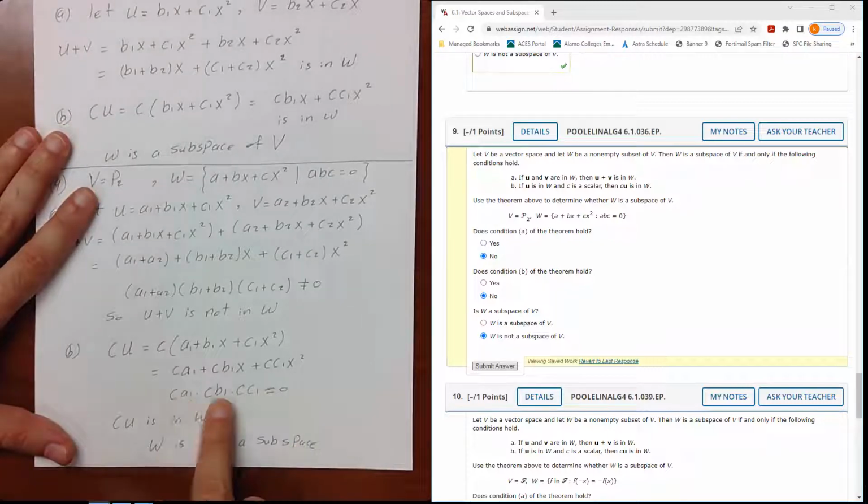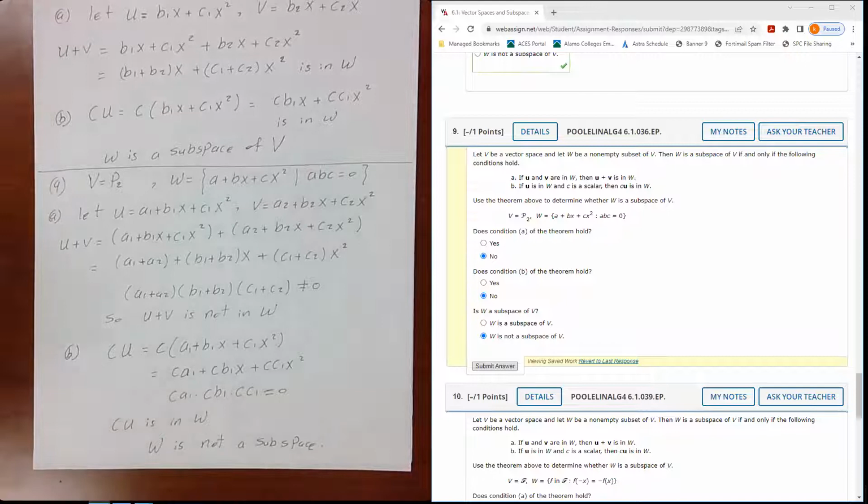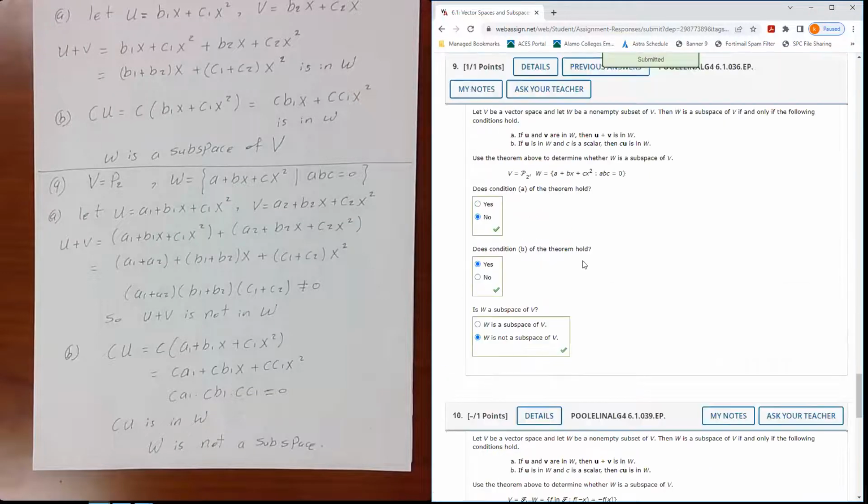Because a1 times b1 times c1 equals 0. So if you multiply by the scalar, one of these elements is going to be 0. The result equals 0, so the second condition is satisfied. But W is still not a subspace because the first condition is not satisfied. So this one, yes, the second condition is satisfied, but W is still not a subspace. Yep, we got it right.